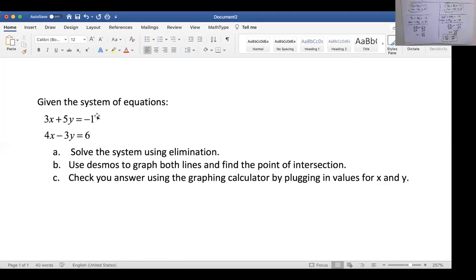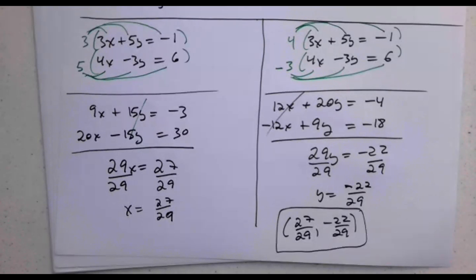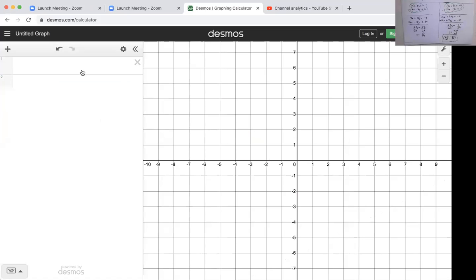Now it says use Desmos to graph both lines to find the point of intersection. Okay. That's going to get interesting. Notice we have fractions. Is Desmos going to enable us to handle those fractions? We will see. And what do we have? To Desmos we go. One of the equations is 3x plus 5y equals negative 1. And the other one is 4x minus 3y is 6.